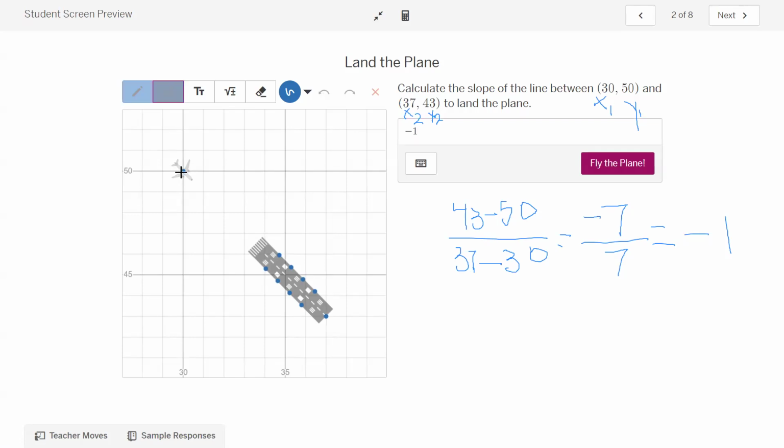And you can double check that, because if I was to connect my plane's point and the end of the runway, it is a negative slope. It is decreasing. The plane is flying down. And you could do rise over run if you check it that way. And when I click fly plane, my plane will land perfectly on the runway.